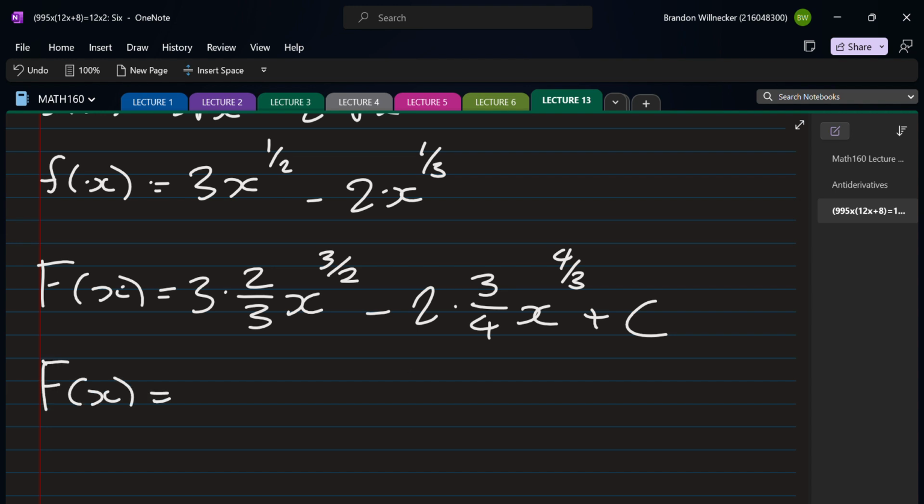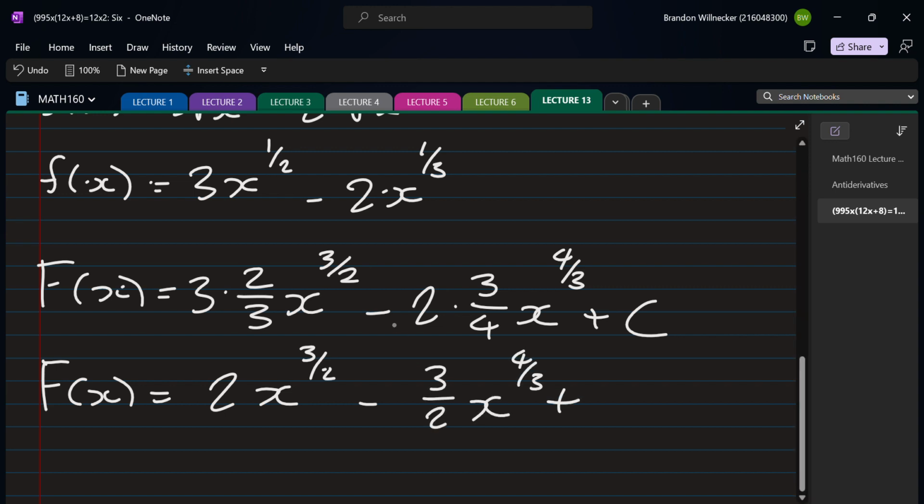So here we can write this as, the 3 and the 3, they cancel, so we have 2 x to the 3 over 2, the 2 and the 4, so we get 3 over 2 x to the 4 over 3 plus c. Again, it's not compulsory to simplify, but if there's follow-up questions, maybe it would be easier to do that.